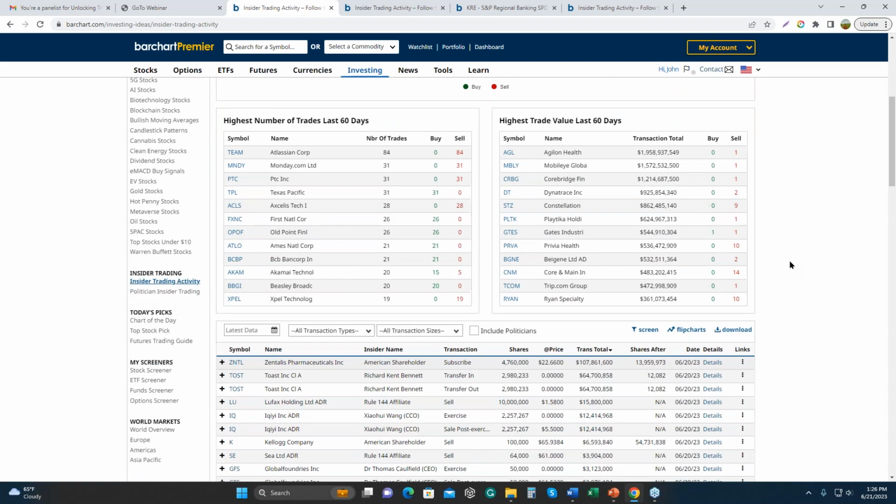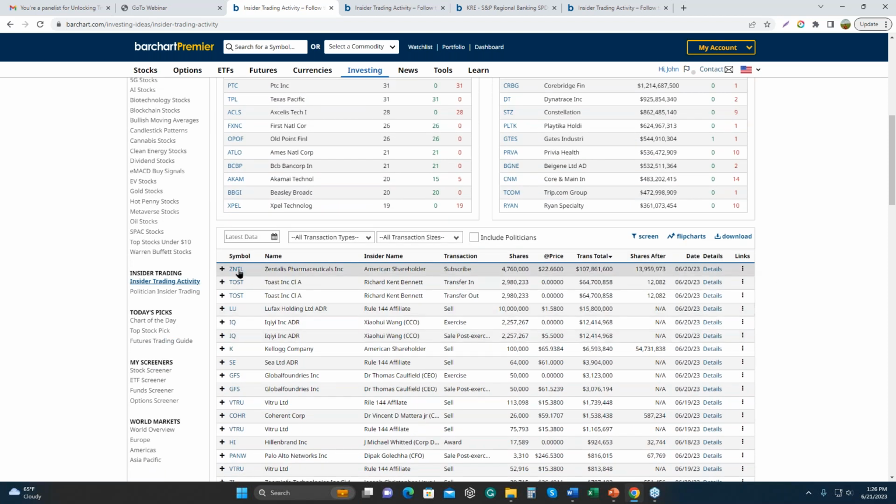All right, so let's look at today, and this is for today's trading activity. And again, what do we see here? Well, the transaction we see is a subscribe. This is a non-informative transaction. This is somebody who has permission or has a right to subscribe to buy a certain amount of shares at a certain price. And that could be a positive in this case, but this might be just part of some kind of compensation or a payback for loaning this company money. We don't know that for a fact.